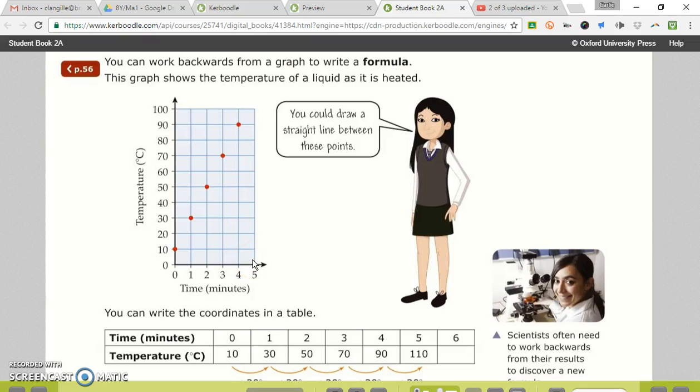So in this one, we're going to talk about how we can write a formula in words and turn it into a graph, or vice versa, we could take a graph and write a formula. So this graph here is showing us the temperature of a liquid as it is heated. Okay, so temperature is our y-axis, time is our x-axis.